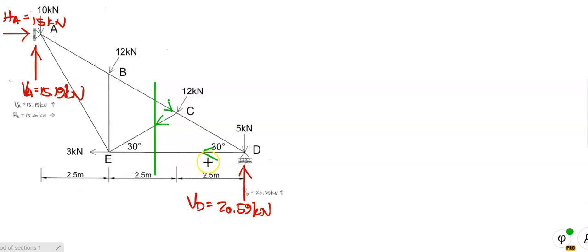So, I'm going to take moments about point C for a start. Why? Remember we can take moments about any points. I'm going to take moments about C, so that means I'm going to eliminate force BC and force EC, and that will allow me to determine force ED. Okay, right, there we go.